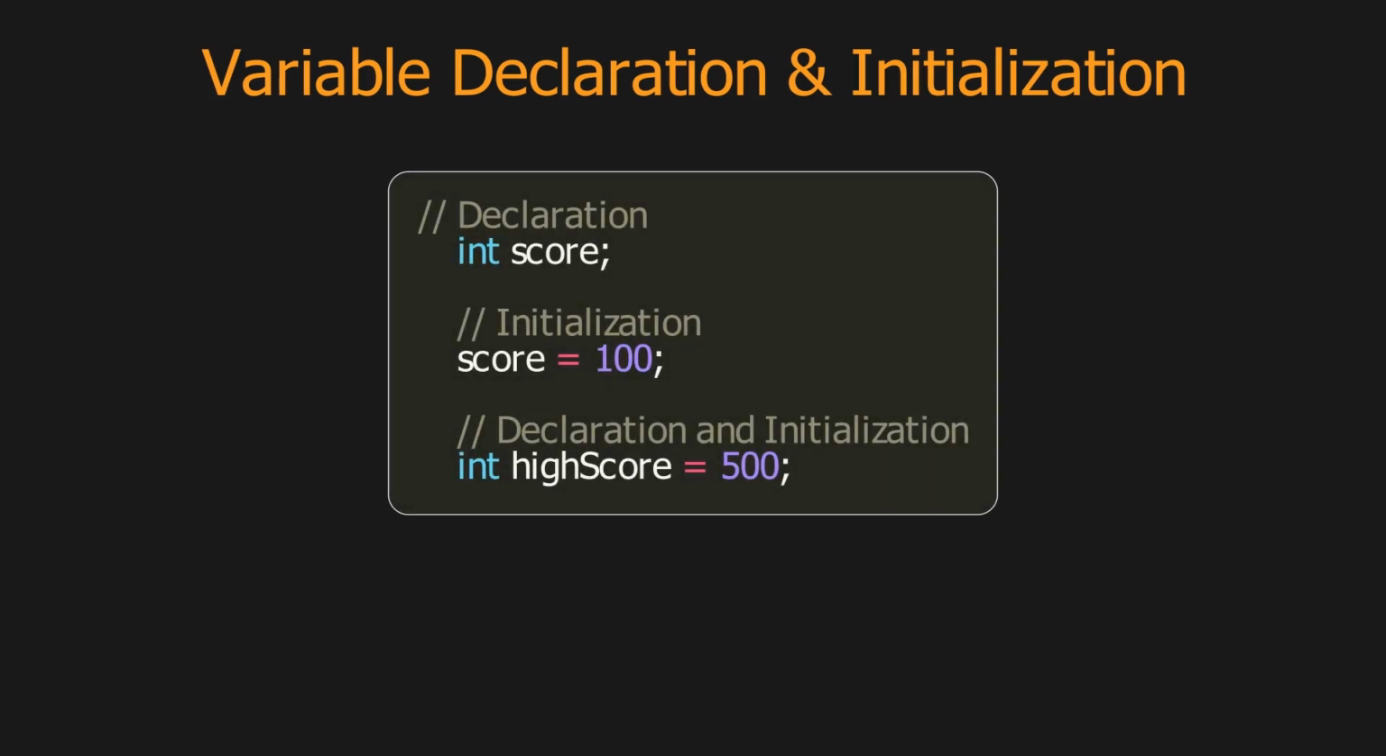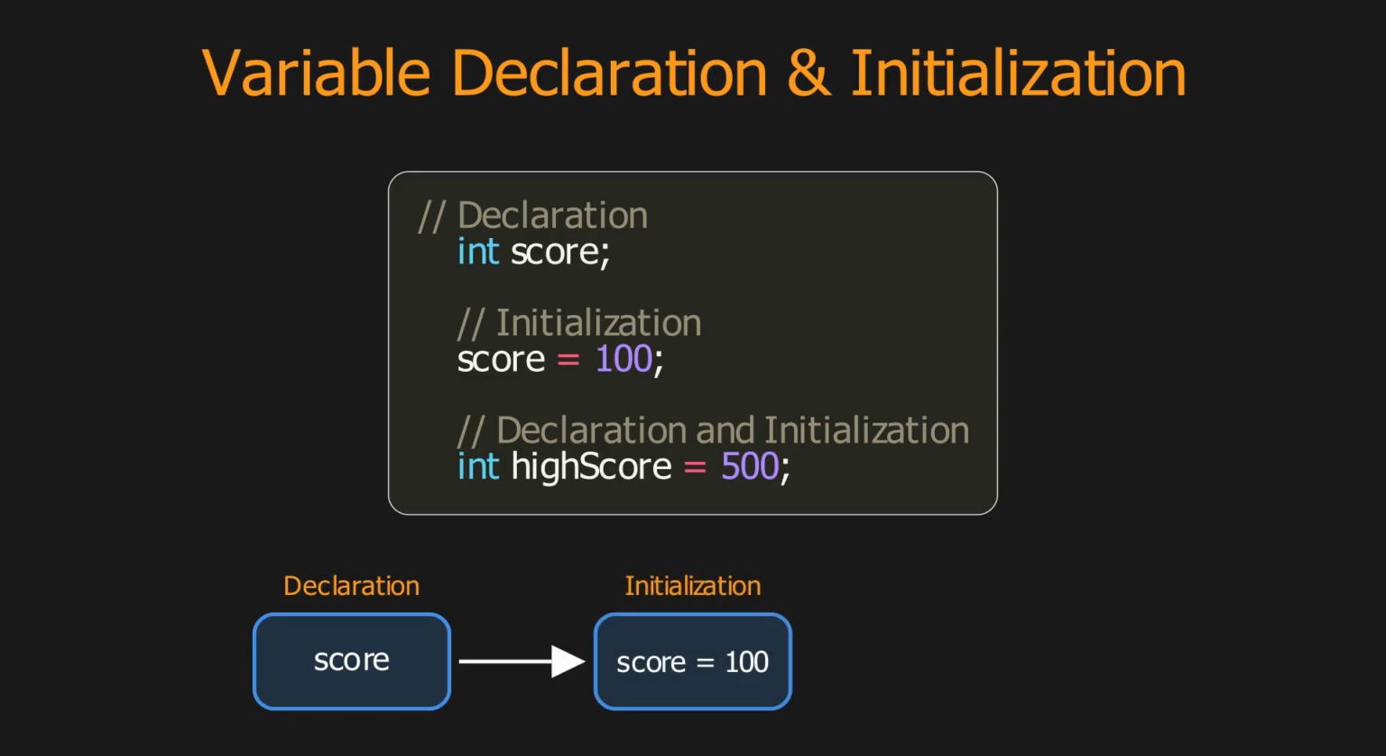In Java, working with variables involves 2 key steps: declaration and initialization. Let's explore these concepts in more detail. When you declare a variable, you're telling Java to reserve memory for a value of a specific type. For example, with int score, Java sets aside space for an integer called score, but no value is assigned yet. At this stage, the variable exists but contains a default value, 0 for numeric types, or is considered uninitialized in local scopes, meaning you can't use it until you give it a proper value.